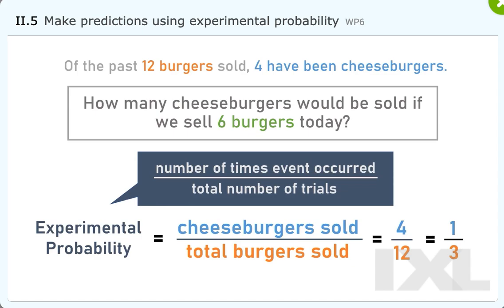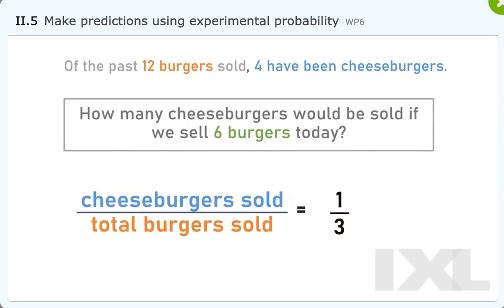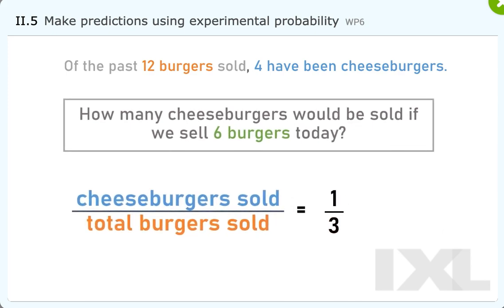Knowing that our ratio of cheeseburgers to burgers is given by 1/3, what would our ratio look like if we sold 6 burgers? This can be written as n over 6, where n is the number of cheeseburgers we expect to sell of the next 6 burgers sold. Setting our experimental probability equal to our expected ratio of n over 6, we can solve for n to find how many of the next 6 burgers we sell will be cheeseburgers.